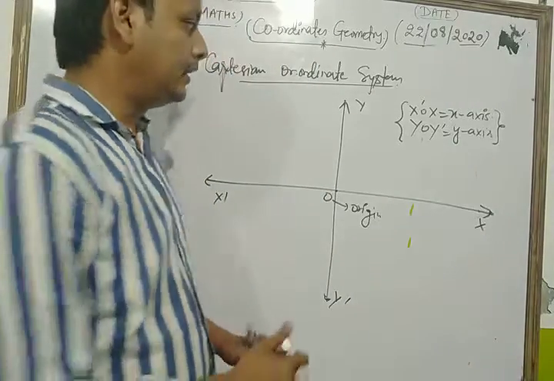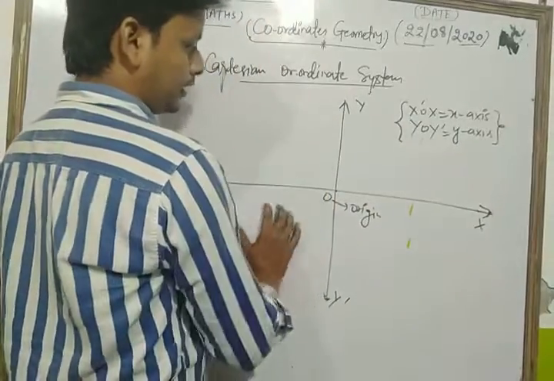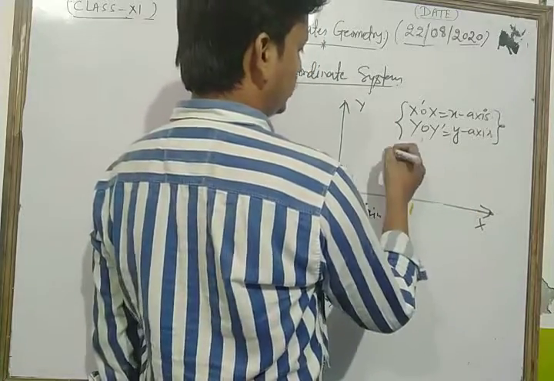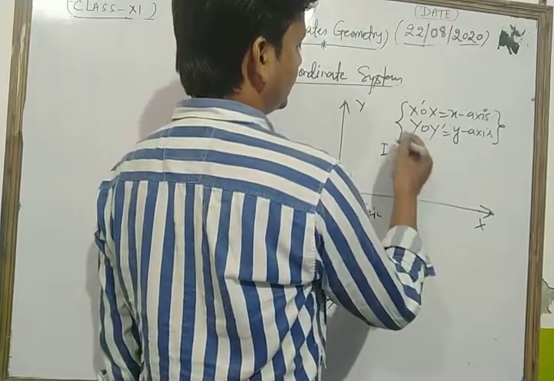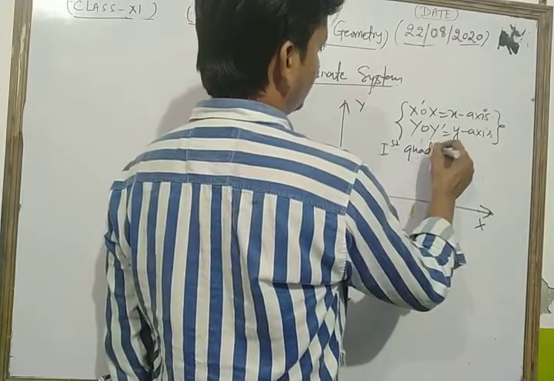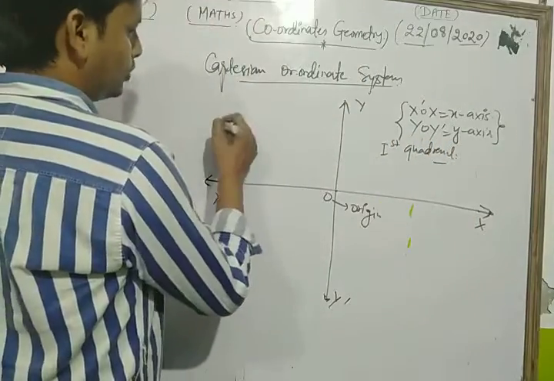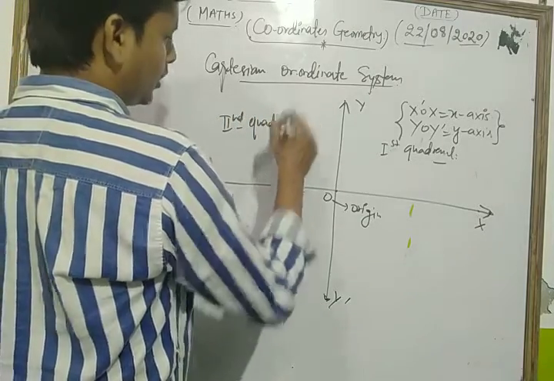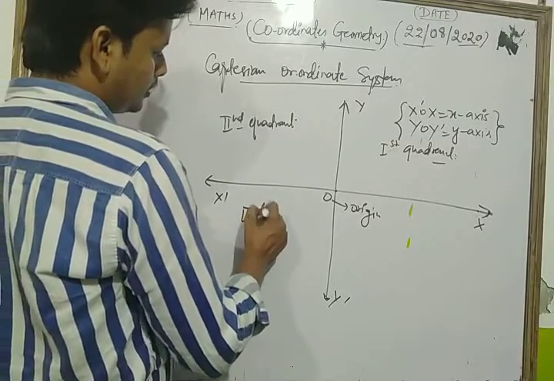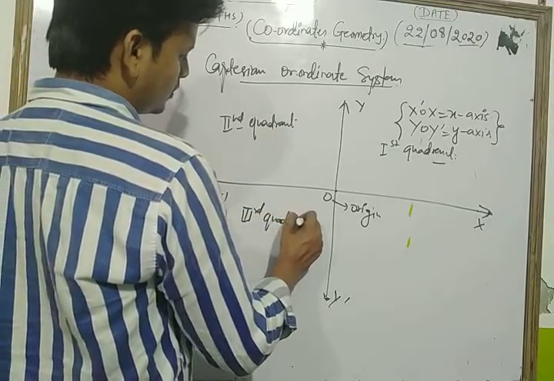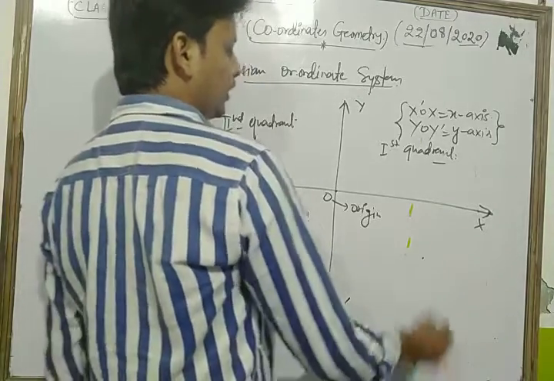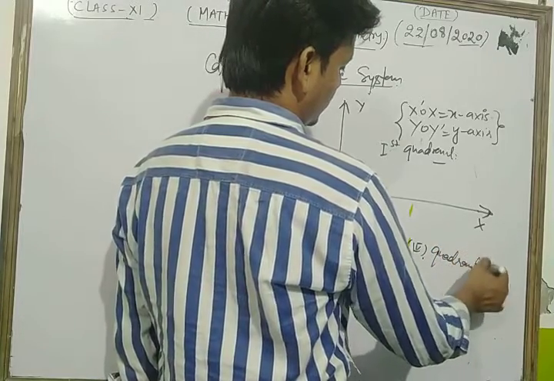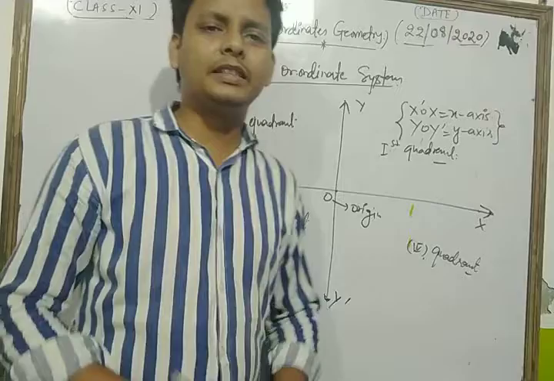Okay. And here four parts are there. Each part is known as a quadrant. So dear students, x O y is known as the first quadrant. This is known as the second quadrant, this is known as the third quadrant, and this is known as the fourth quadrant. This is the basic concept.